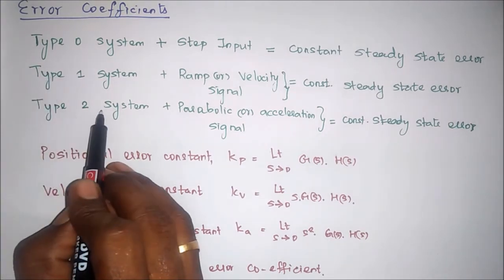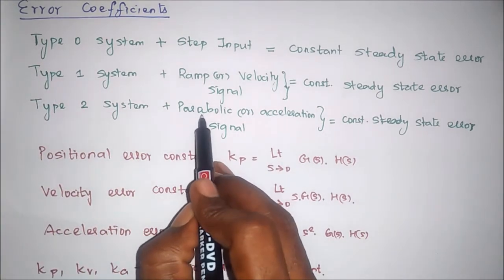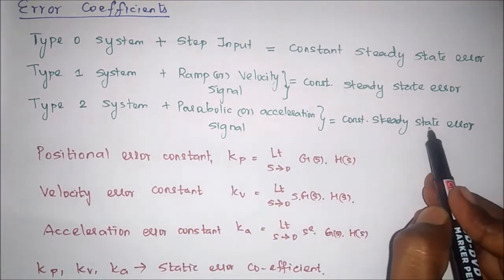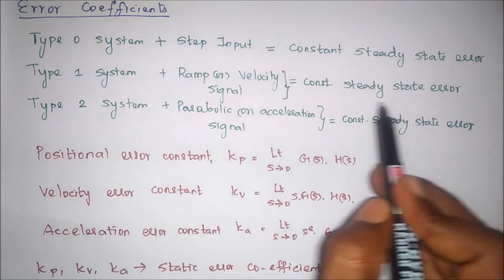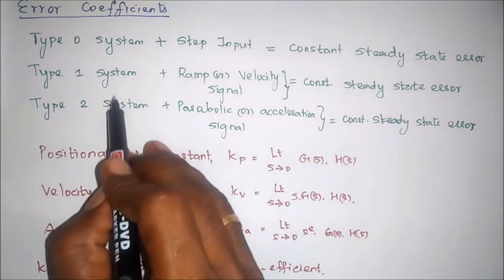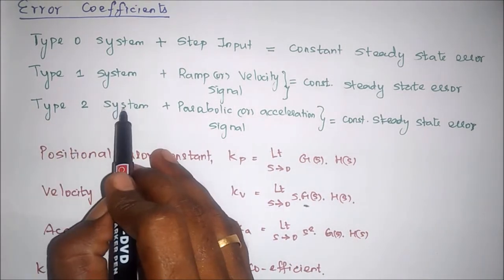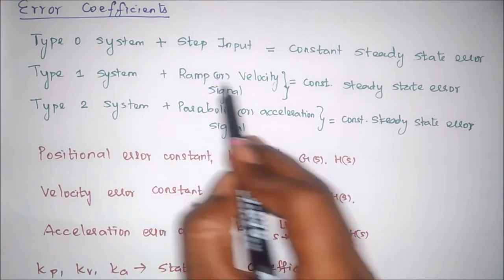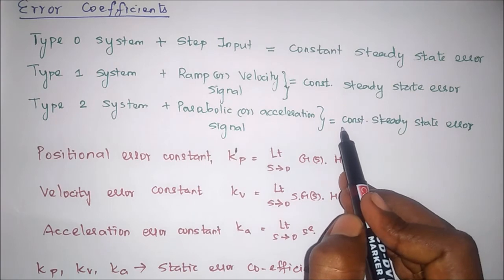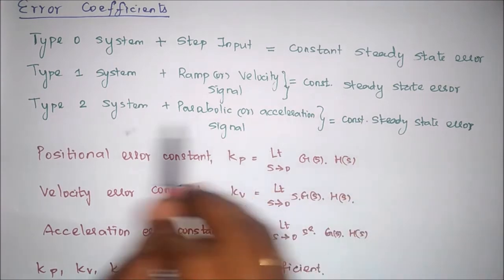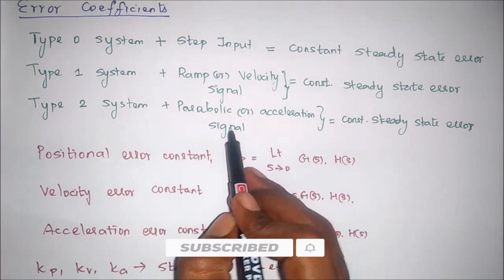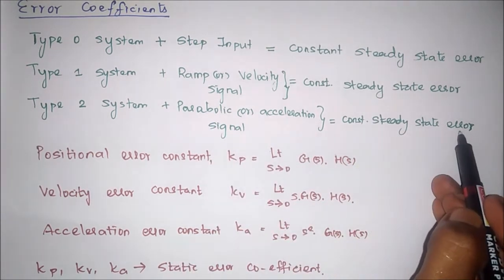Next, for a type 2 system, if the input is a parabolic or acceleration signal, we will get the constant steady state error. So which is the corresponding error coefficient? Suppose for a type 2 system we apply step input or ramp input, we will not get a constant steady state error. But for a type 2 system, when we apply a parabolic or acceleration signal, we will get a constant steady state error.